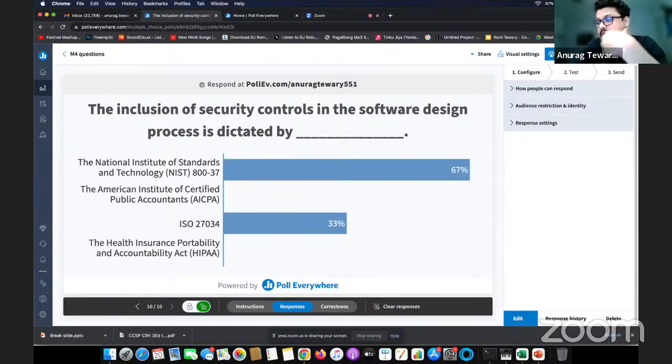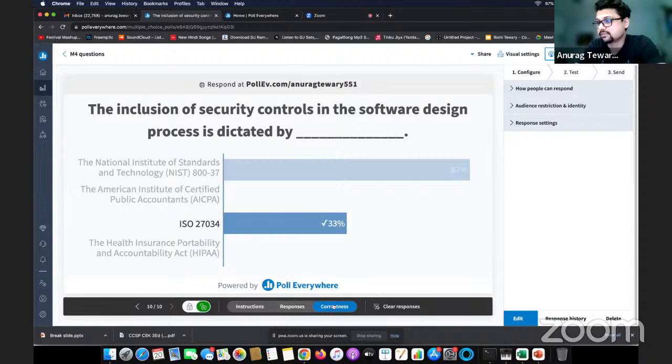So if you don't know the answer, I think you can use the process of exclusion. But I think here the correct answer, let me first call out, is ISO 27034, which is specific to application security guidelines. If you don't know that, NIST 800-37 is, I think, the risk management framework, so you won't really be talking so much about software design. AICPA has nothing to do with software design. It's for public accountants. HIPAA is, again, not so much about software design, more on privacy and PHI. So from an exclusion process, you can arrive at ISO 27034. It's the application security guideline specific ISO guidance. So I think that's how we finish the questions for this domain as well.